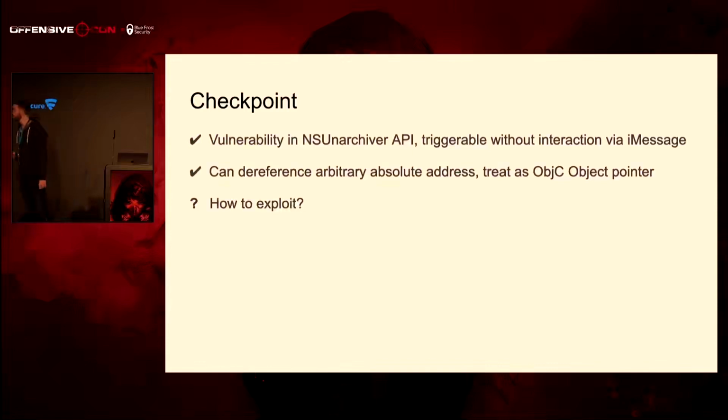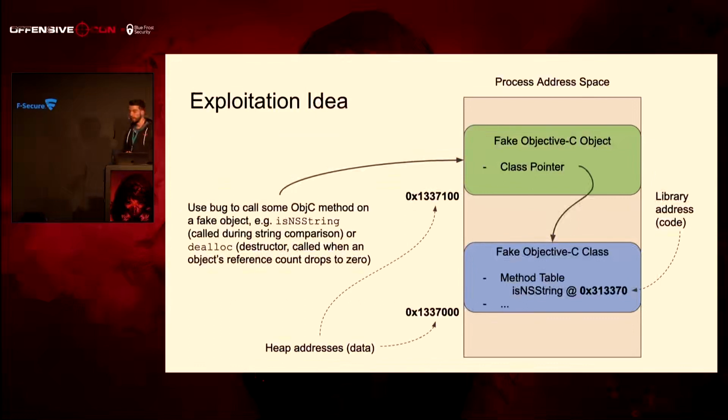Right, so this is just a summary, again, of our bug primitive. So how do you exploit this kind of bug? Basically what you need to do is create some kind of fake object, and have that object be used, right? So this pointer that's being read, this absolute pointer that's being treated as a pointer to an Objective-C object, and it will call methods on it, so that should be exploitable if we can fake these.